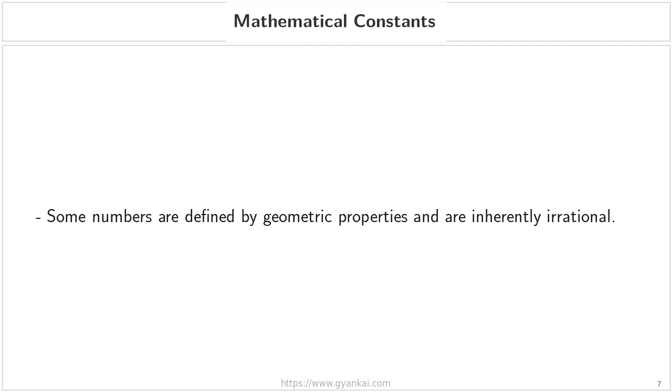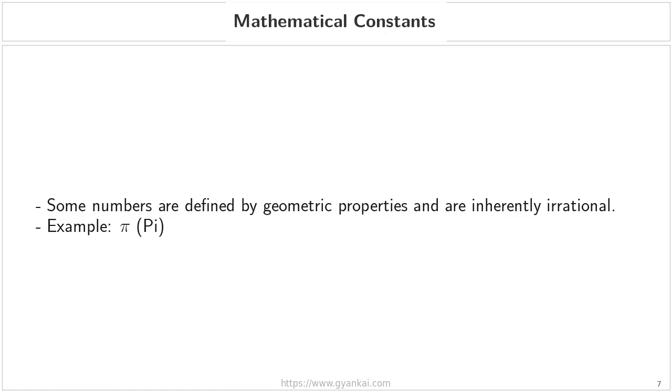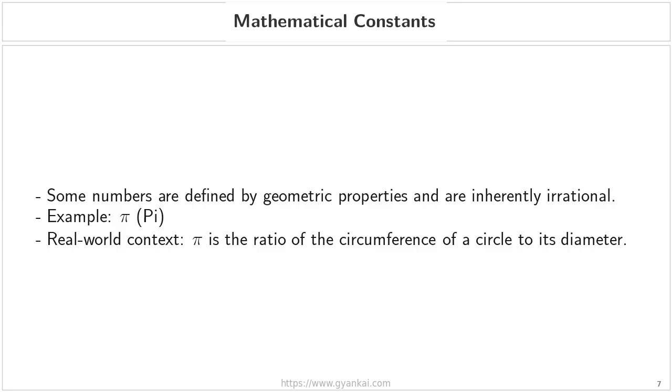Mathematical constants. Now that we have explored how square roots of non-perfect squares behave, let's move on to a different category of irrational numbers. Some numbers aren't just results of square roots. They are actually defined by geometric properties and are inherently irrational. Take, for example, the most famous mathematical constant, pi. To give you some real-world context, pi represents the ratio of the circumference of a circle to its diameter. No matter how large or small the circle is, this ratio always remains the same.